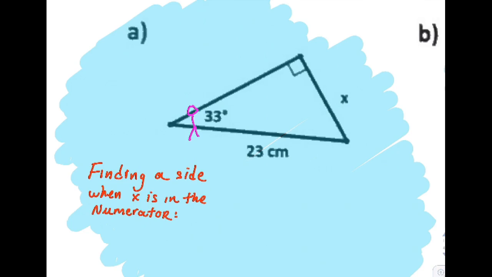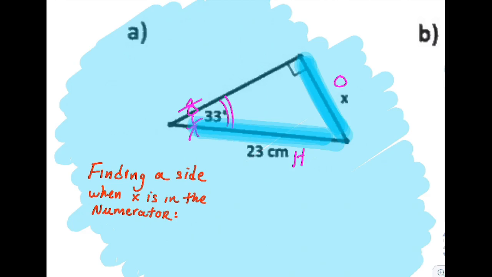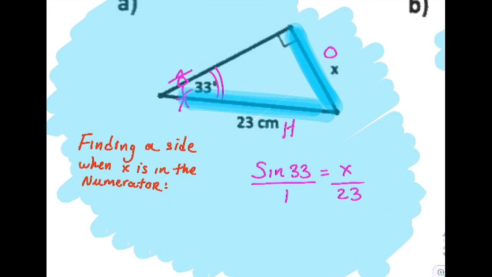So if you are at the angle and looking out, you have 2 sides. You have that side and that side that have labels on them. Opposite and hypotenuse. Opposite and hypotenuse is sine. So we have the sine of the angle equals opposite over hypotenuse. Put that over 1 and you cross multiply.